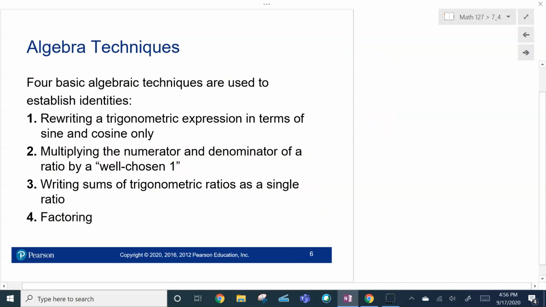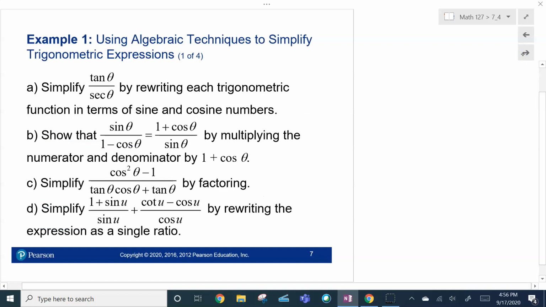Alright, so we've got some basic algebraic techniques. What we're going to do to establish these identities is rewrite them in terms of sine and cosine only. We can multiply the numerator and denominator of a ratio by a well-chosen one, or multiply by a conjugate. We're also going to write sums of trig ratios as a single ratio, and we're going to use factoring. So all of those approaches. Let's do this first one here, A. It says simplify tangent over secant by rewriting in terms of the sine and the cosine.